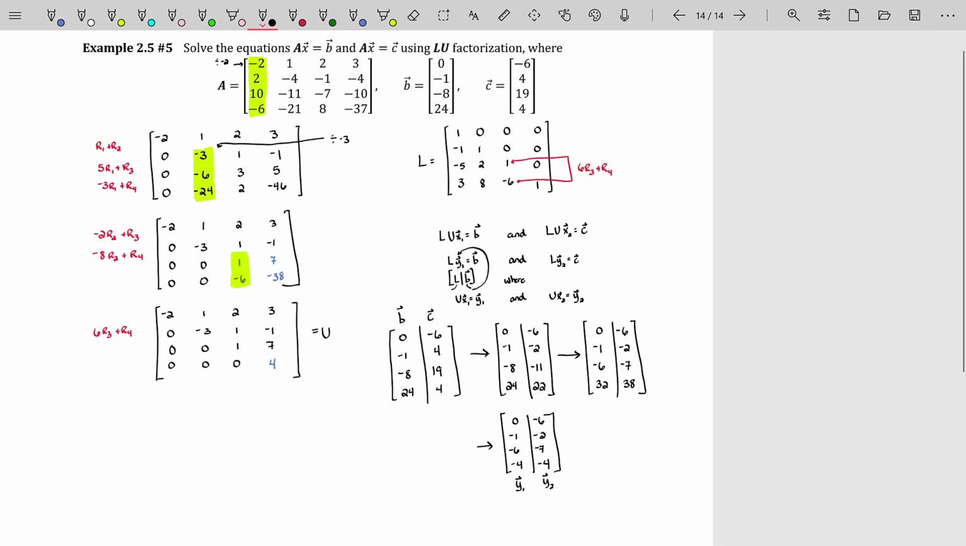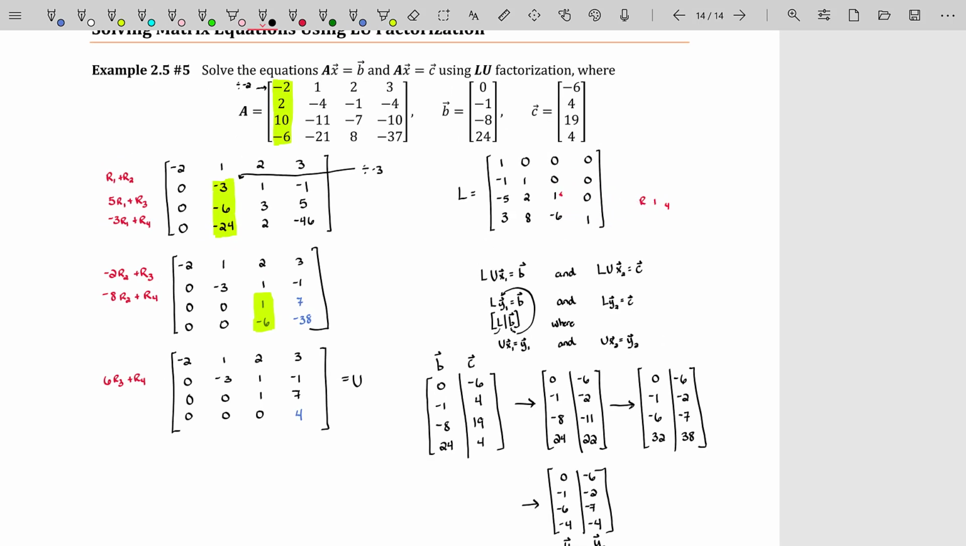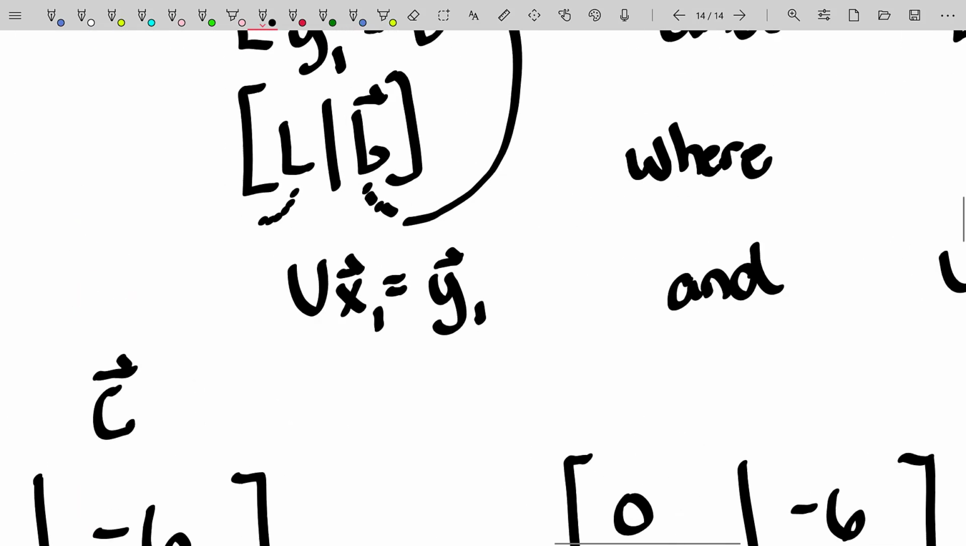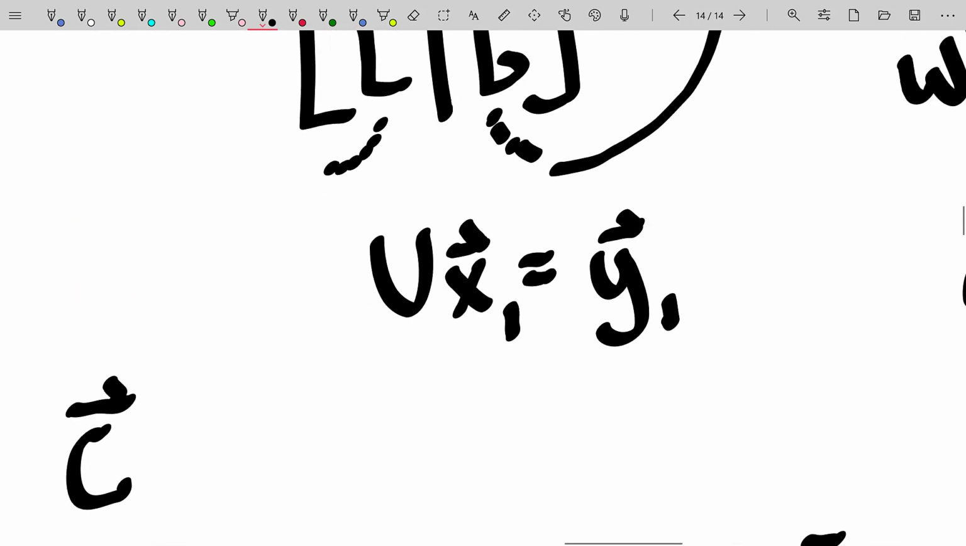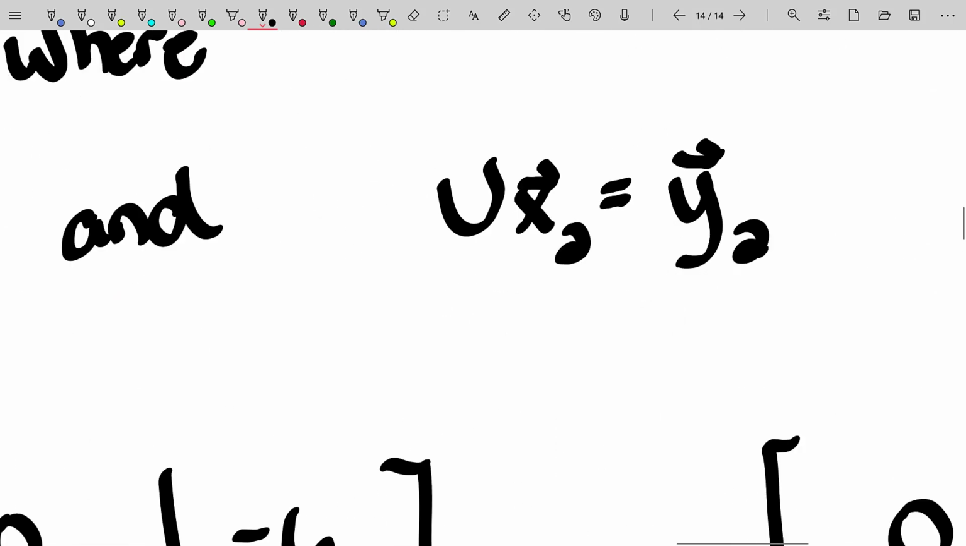Now I talked my way through quite a bit of that, but the reality is it's much faster if you're not talking and you just do it. Now we're going to go ahead and solve Ux1 = y1 and Ux2 = y2.